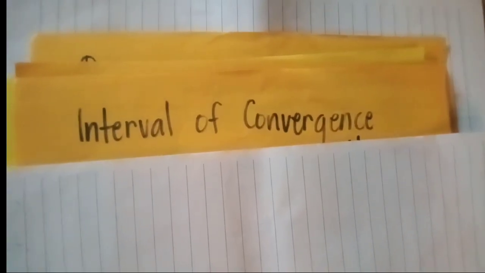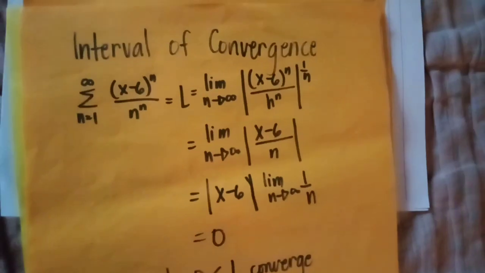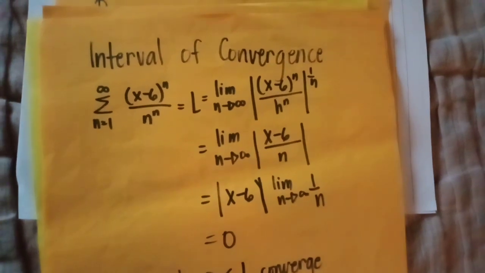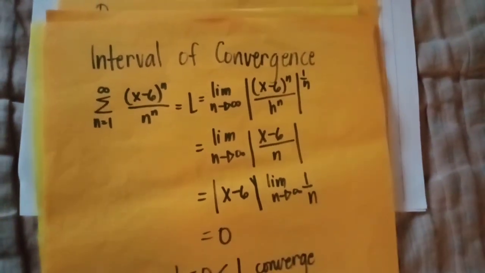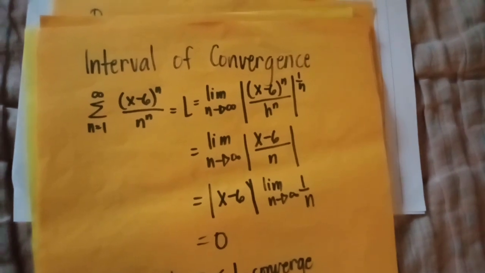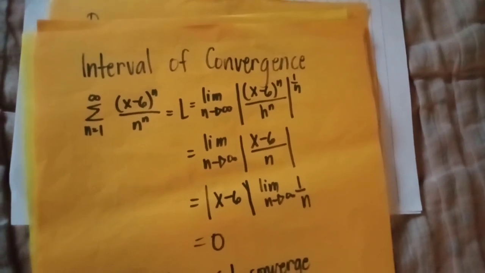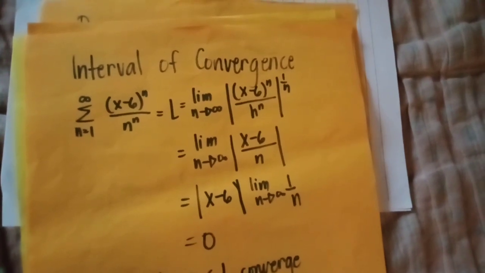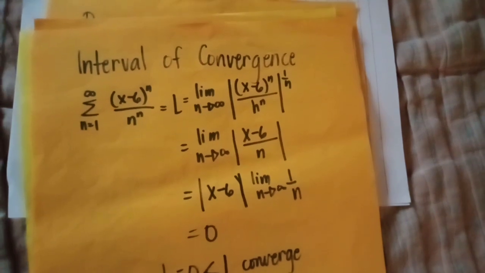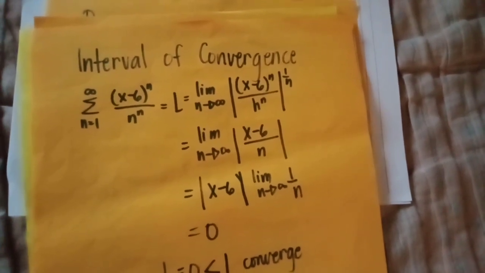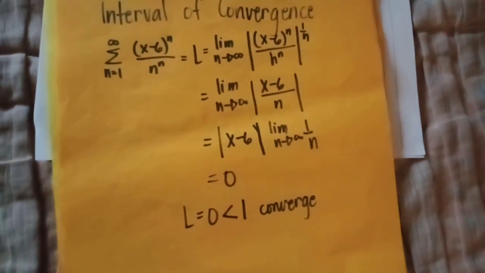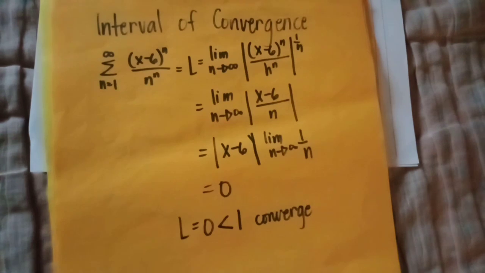Next, we have the interval of convergence. It is the set of real numbers x for which a power series converges. So we have here an example. Summation of x minus 6 raised to n over n raised to n, where n equals 1 to infinity. So the limit as n goes to infinity of the absolute value of x minus 6 raised to n over n raised to n, all raised to 1 over n. So the limit of the absolute value of x minus 6 over n. So let us put x minus 6 in front, and the limit as n goes to infinity of 1 over n equals 0. So our limit 0 is less than 1, which means it converges.